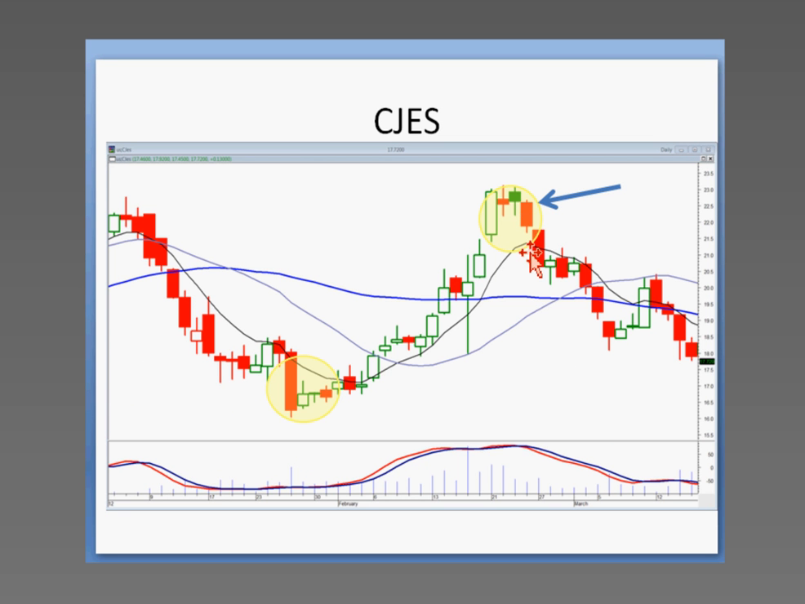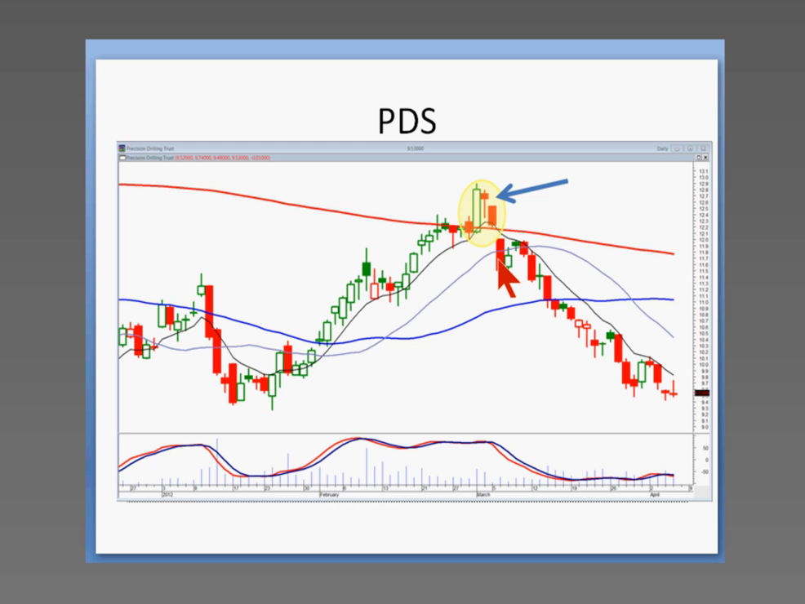Again, if we see dojis and hanging men up here and it's confirmed, we're going to have a downtrend. But if we happen to see that signal followed by a gap down, that's that much more compelling that there's going to be a downtrend.